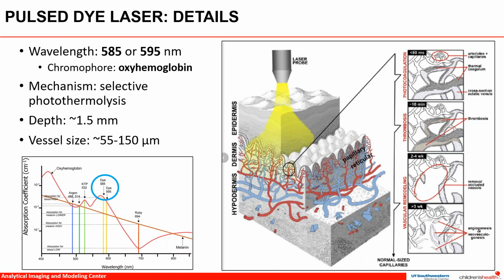Within minutes upon treatment with PDL, photocoagulation and thrombosis occur in the ectatic dermal vessels, initiating the inflammatory process which results in vascular remodeling over the next several weeks. The laser reaches a depth of about 1.5 millimeters and selectively targets vessels 55 to 150 micrometers, meaning that small, superficial vessels are the best targets for PDL.